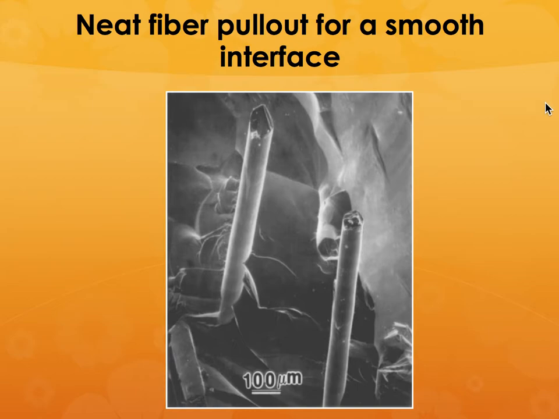If you had a completely smooth interface, then the interface is going to fail completely, and these fibers are going to pull out till the point at which the fiber will start breaking. I don't remember exactly which composite material system this belongs to, but this could be a carbon coating on a carbon fiber or a nickel-type of fiber.